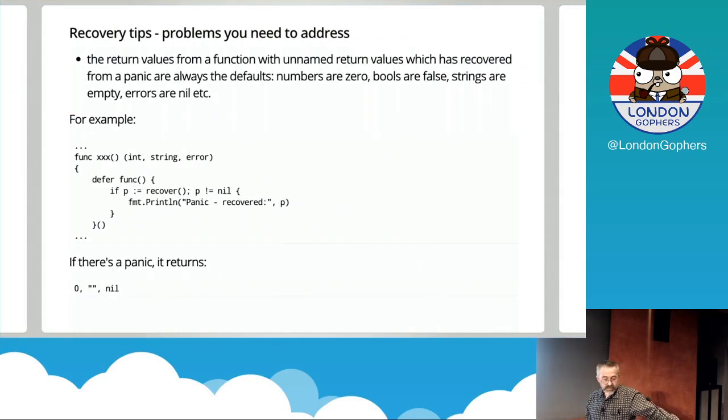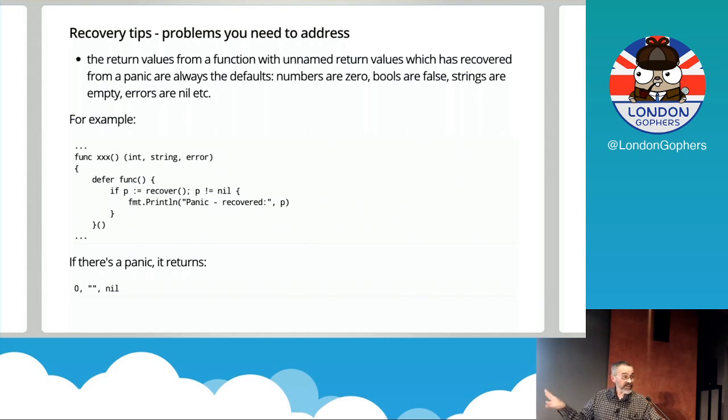So it's about named and unnamed return values. If you have a function with unnamed return values, then when you recover, those return values will always take on the default values. So numbers are 0, bools are false, strings are empty, and errors, most importantly, are nil. So in this example, as it says at the bottom, this returns 0 for the int, an empty string, and a nil error. So as far as the caller of this function is concerned, everything's worked.